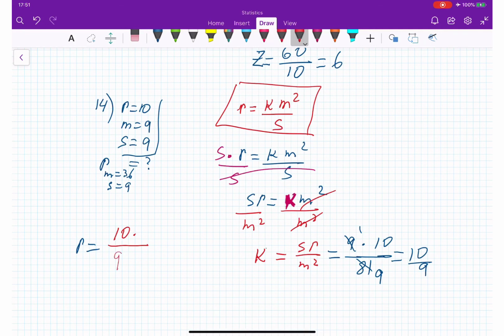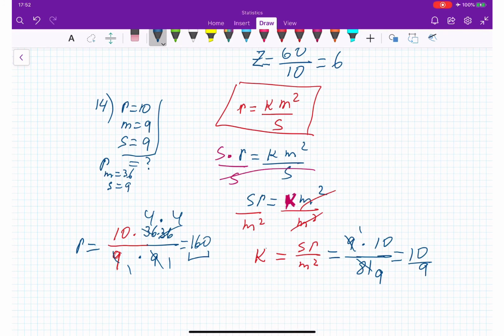And then that's our k. And then we have m squared divided by s. So m squared, it's going to be 36 times 36, and dividing by 9. Okay, so this 36 with this 9, it's going to be 1 and 4. This one, 1 and 4. 4 times 4 is 16, and times 10 is 160.